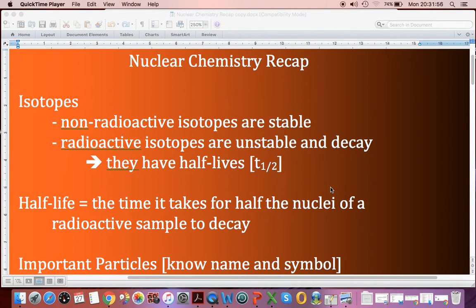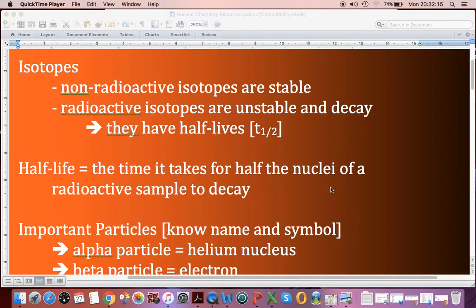So it talks about half the nuclei of a radioactive sample decaying and the time it takes for that to happen. So when it says half the nuclei, you can also think of it as half the mass. So I could say that we have 1 billion nuclei. I could also say we have 50,000 grams or something. It would really have the same net effect.